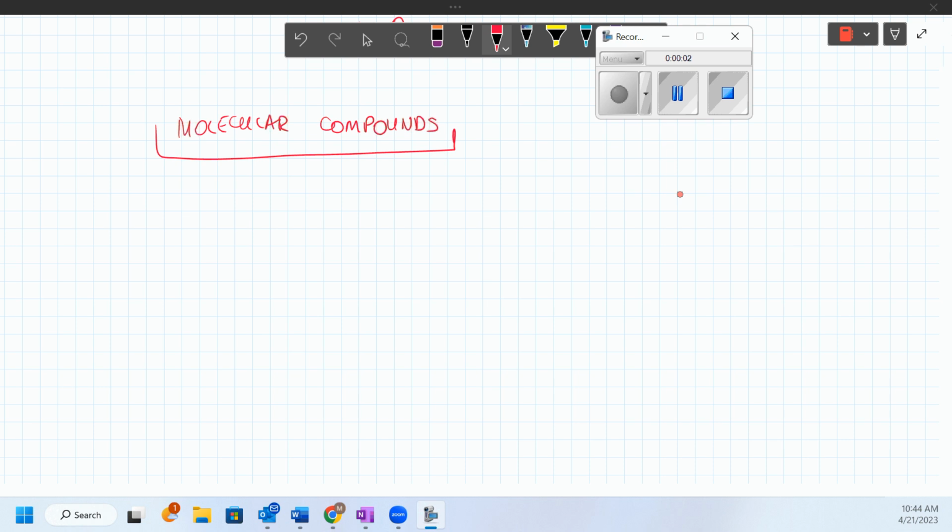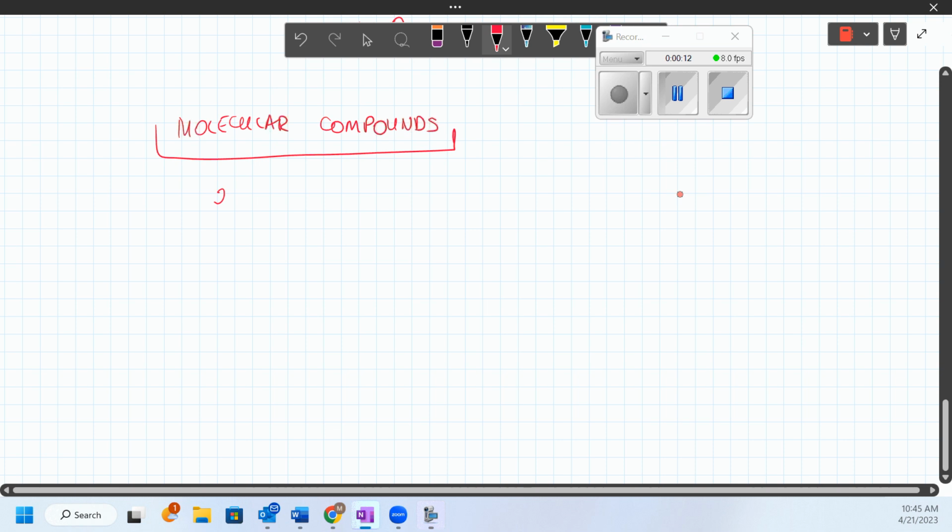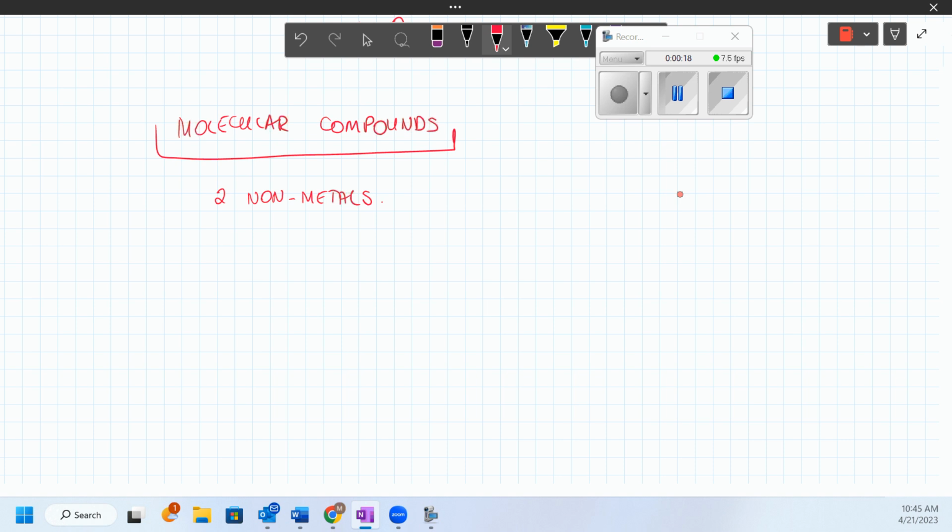In a molecular compound, in contrast with the ionic compound, what we see here is that two non-metals are bonded together. In the ionic compound, what was happening was that the electrons were transferred.